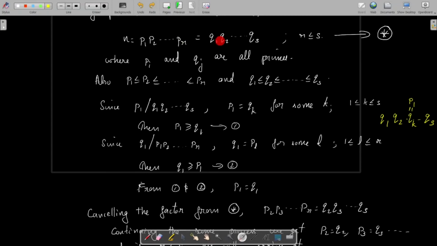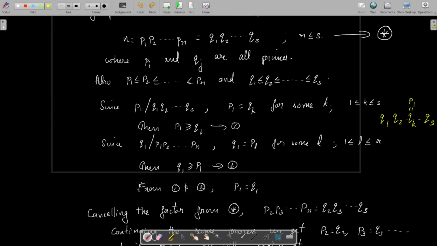Now again we consider this expression. Here we may consider q1 q2 etc. qs as q1 into an integer, and we may say q1 into an integer gives the product p1 p2 etc. pr. Therefore q1 is a divisor of this expression. That is, q1 divides p1 p2 etc. pr. As in the previous argument, we may say q1 equal to one of the primes in this product, that is q1 equal to pl for some l, where l lies between 1 and r.